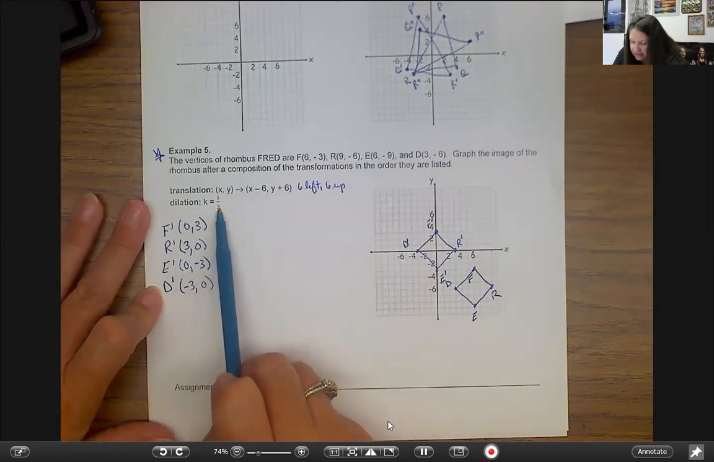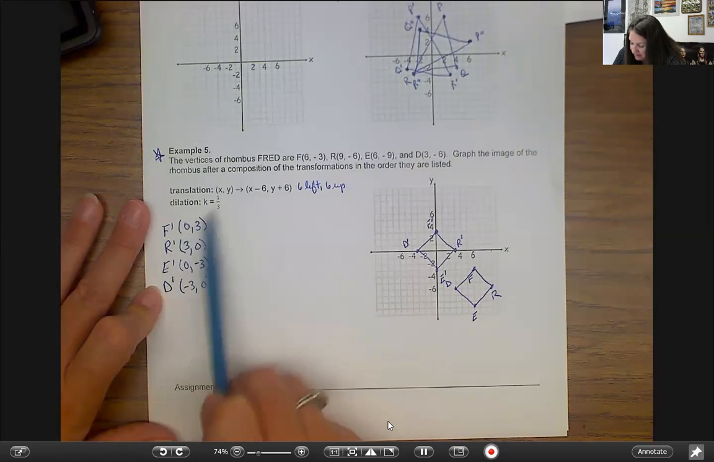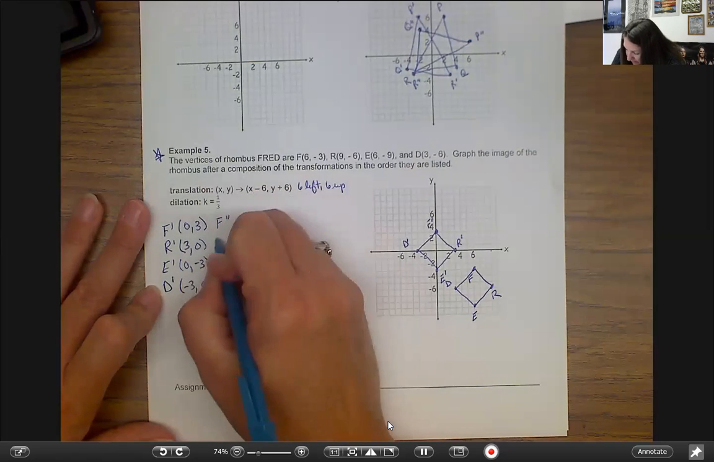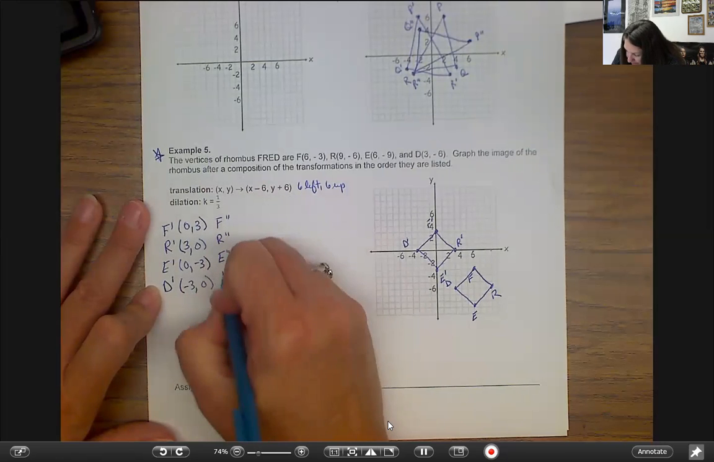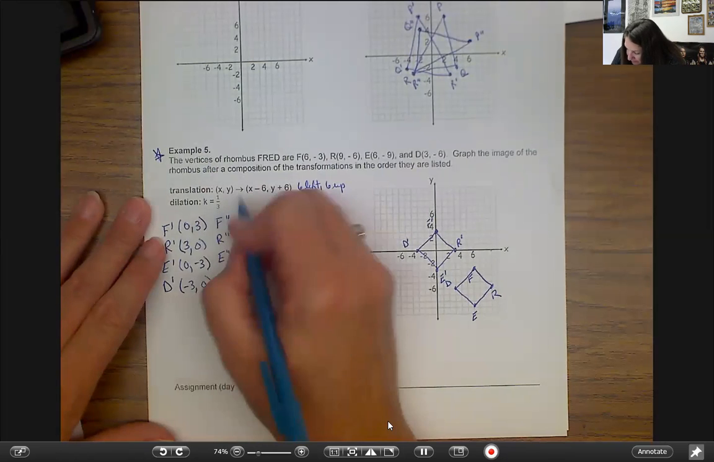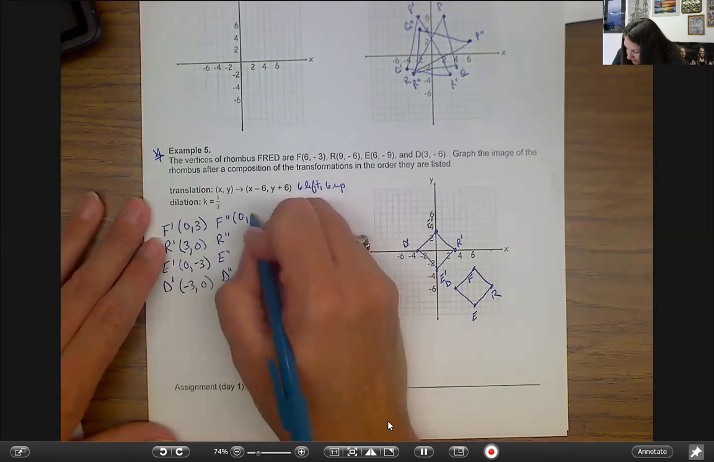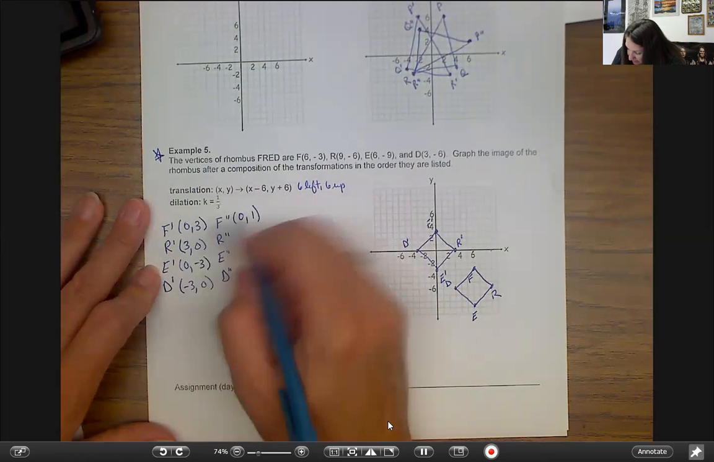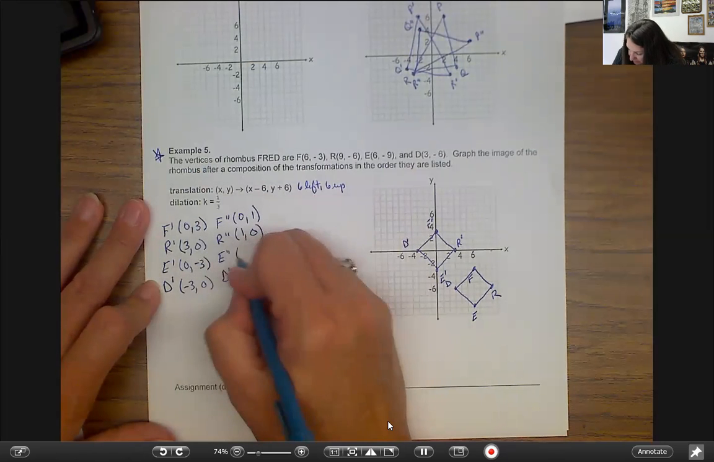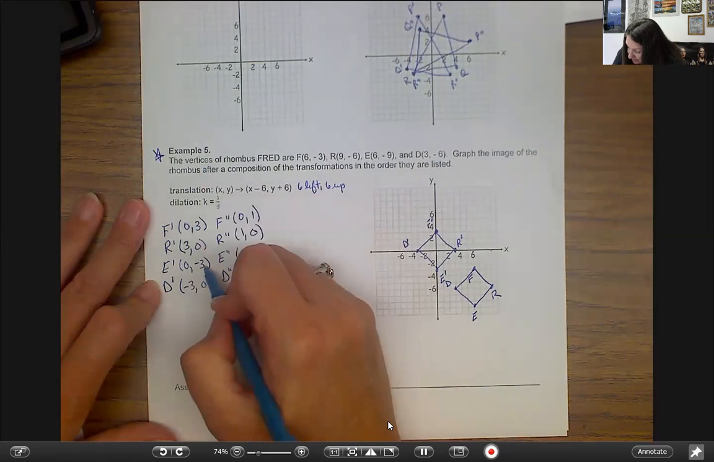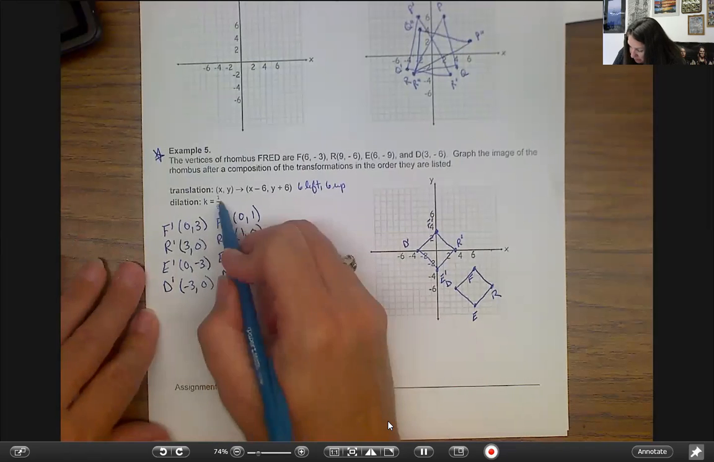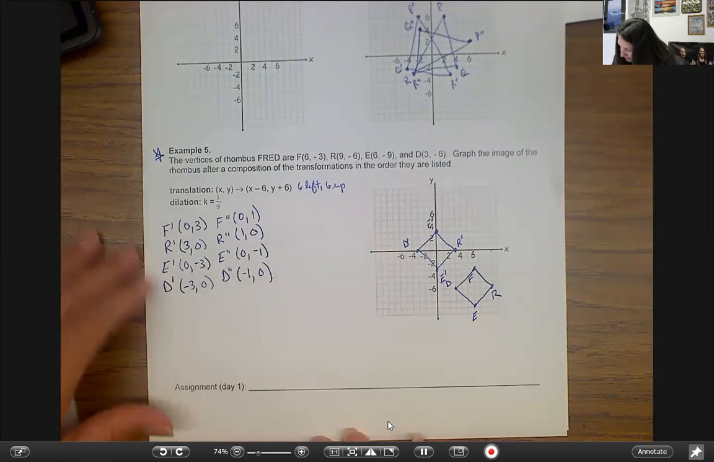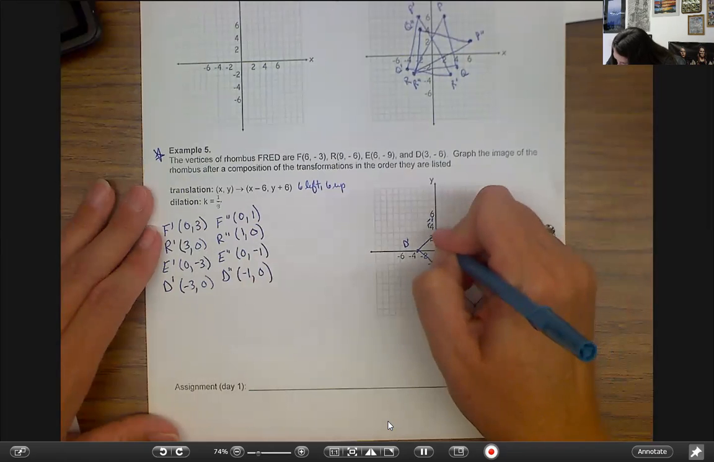So the scale factor is less than 1, so this is going to be a reduction. And I'm going to distribute that scale factor to each of those to get Fred double prime. So 1/3 times 0 is still 0. 1/3 times 3 is 1. 1/3 times 3 is 1. 1/3 times 0 is 0. 1/3 times -3 is -1. And 1/3 times 0 is 0.